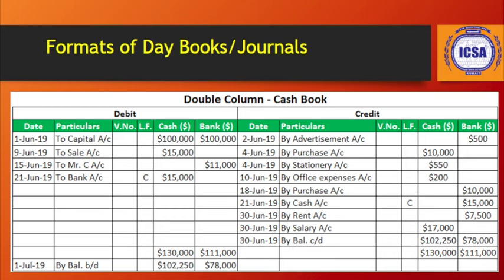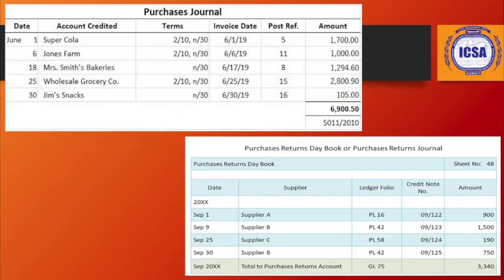Now we will look at the next format. Yes, we can see here two formats. As we have studied, there are 6 books of prime entry. Cash book, its format we have seen. Then there are the major 4 day books: purchases day book, sales day book, purchases returns, sales returns. So here we can see 2 books which are the purchases day book and the purchases returns day book, also known as purchases returns journal. So what is common in these two?